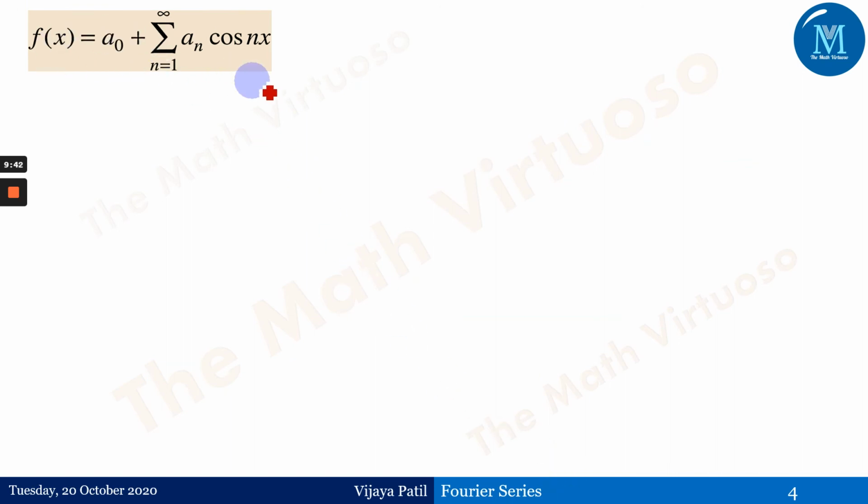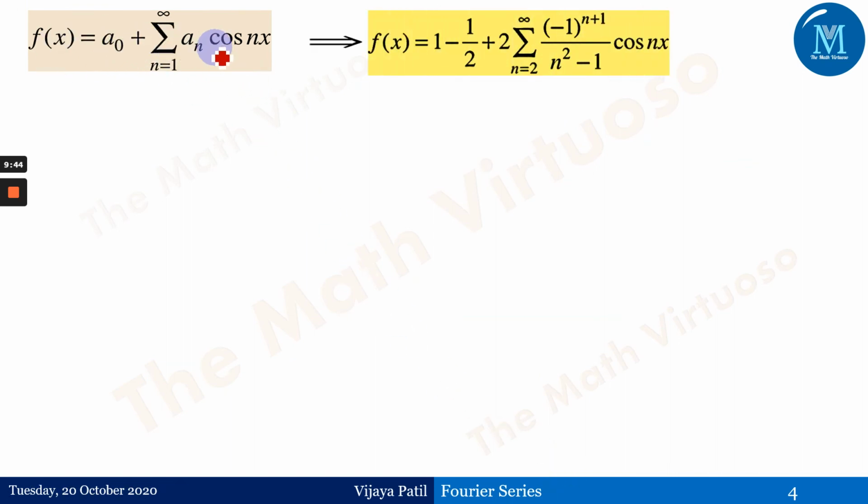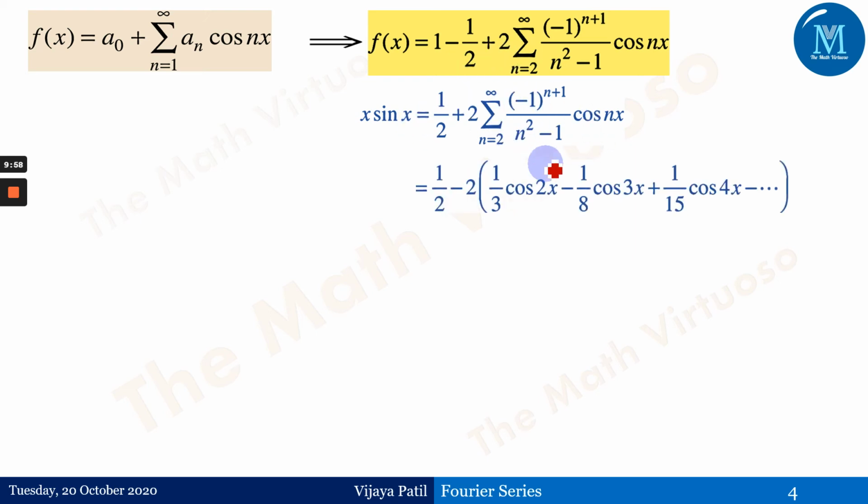Now, therefore, f of x I could write down as a0 plus summation a n cos of nx, what we have seen in the first slide. And therefore, it is 1 minus 1 by 2 plus 2 times this. And if I am expanding this particular function, the value of f of x is x sine of x, and just putting n equals to 1, n equals to 2, n equals to 3 and so on, we are going to get the values as this. So this is the value, cos of 2x, cos of 3x, cos of 4x and so on.